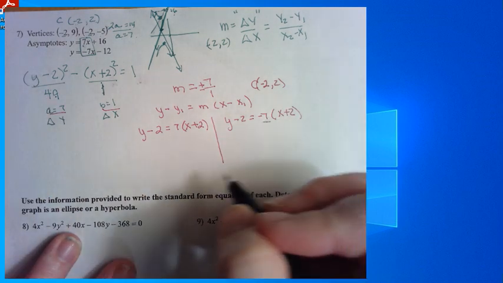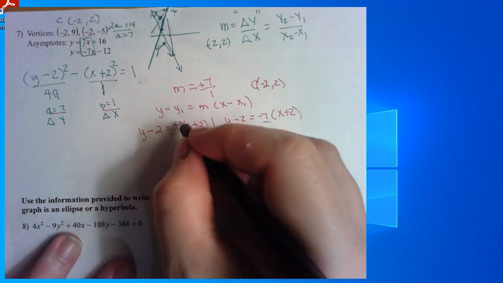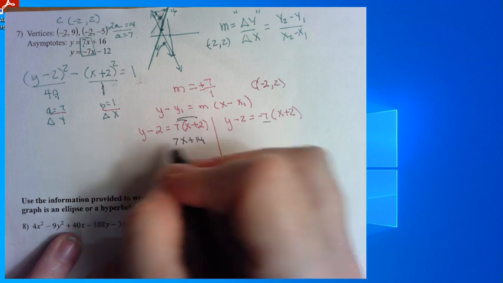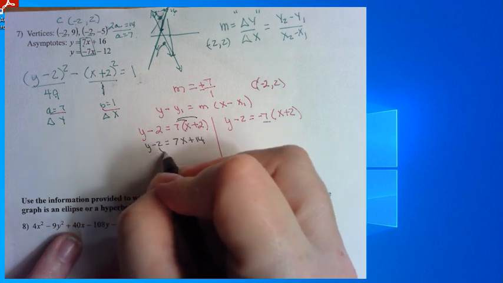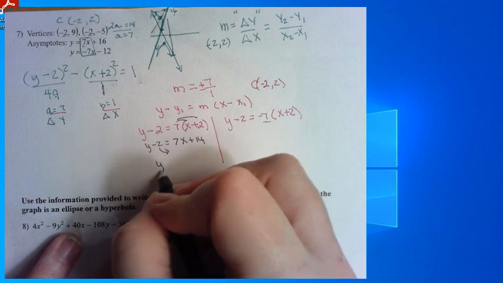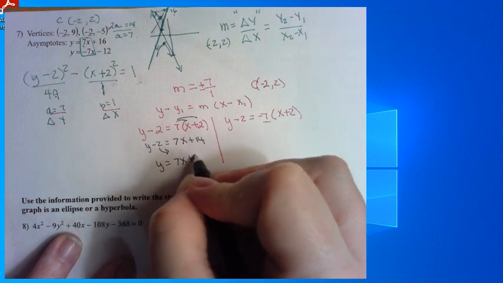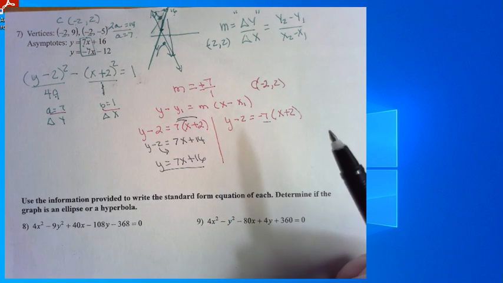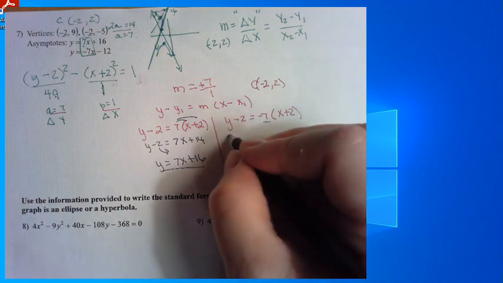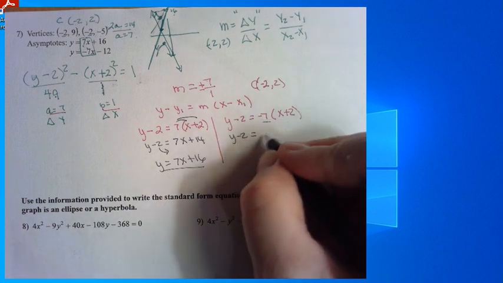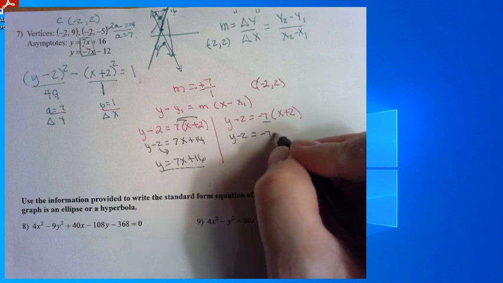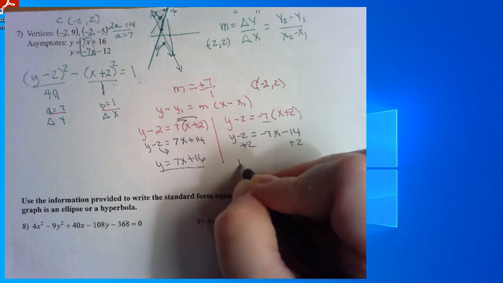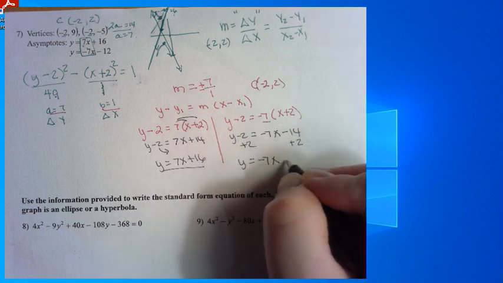Now, to finish these out, you're like, but I don't like doing it this way. But look how nice this is. Distribute the 7. 7x plus 14. Add 2 to both sides because you want to get the y by itself. Oh my gosh, and that's exactly what we had up here. Just saying. All right, if I take this side, y minus 2 equals negative 7x minus 14. Add 2 to both sides. Y equals negative 7x minus 12.